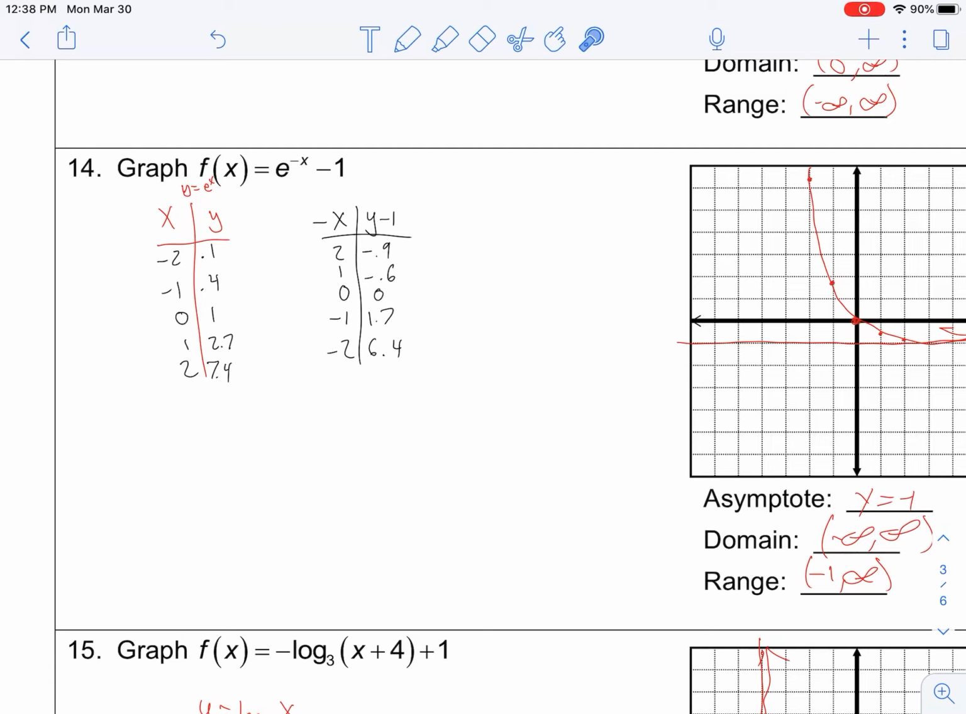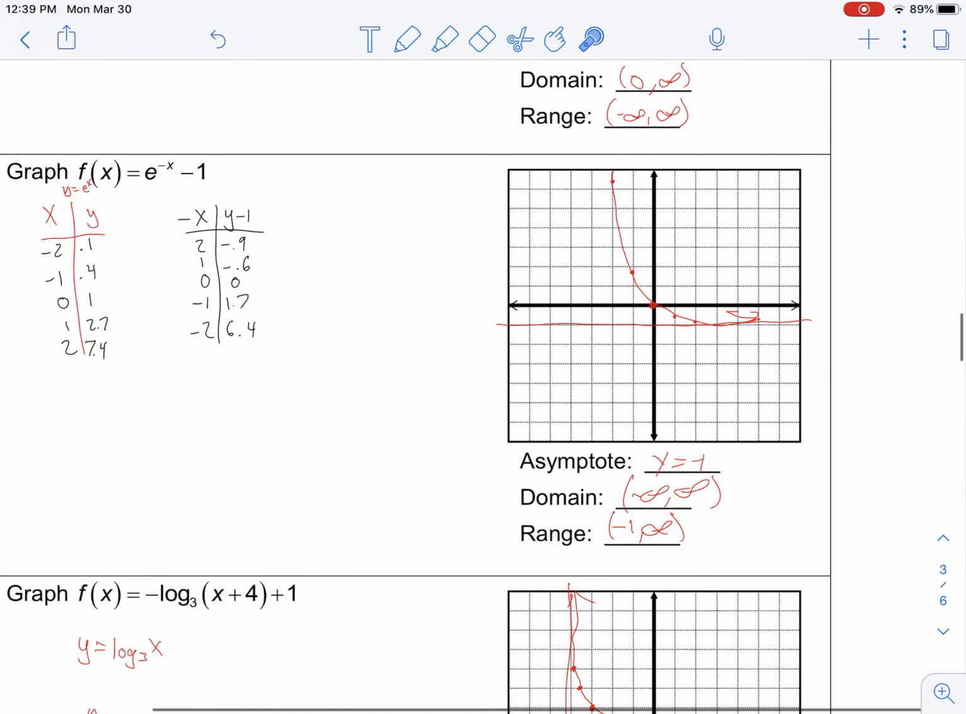This is pretty standard. And then we're looking at it over here. So -2 and the opposite of that, +2. -1, the opposite of -1, +1. 0 stays, opposite of 1, -1, opposite of 2, -2. And then we're subtracting 1 from our y value. So 0.1 minus 1, -0.9. 0.4 minus 1, -0.6. 1 minus 1, 0. 2.7 minus 1, 1.7, and 7.4 minus 1, 6.4.